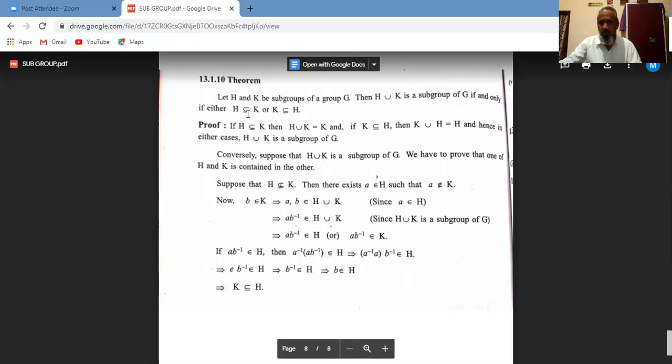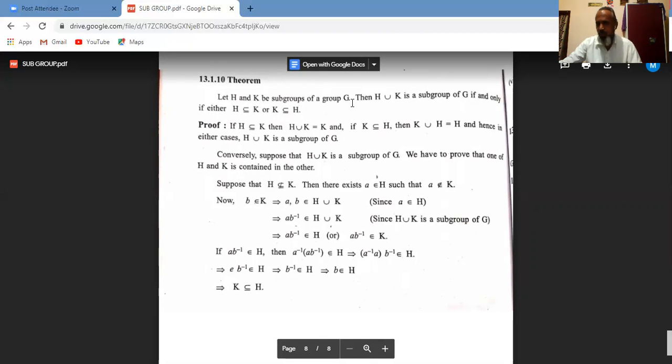If H is not a subset of K and K is not a subset of H, then H union K is not a subgroup of G. This is the meaning of this theorem. So the statement of this theorem is, if H and K are two subgroups of a group G, then H union K is a subgroup of G if and only if either H is a subset of K or K is a subset of H. Either H is contained in K or K is contained in H.